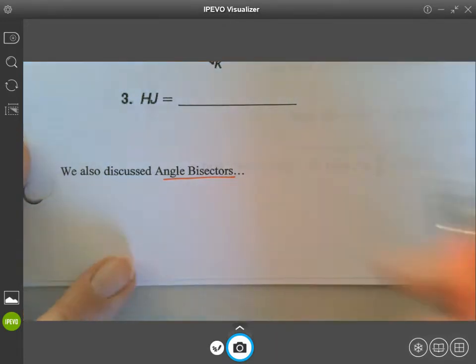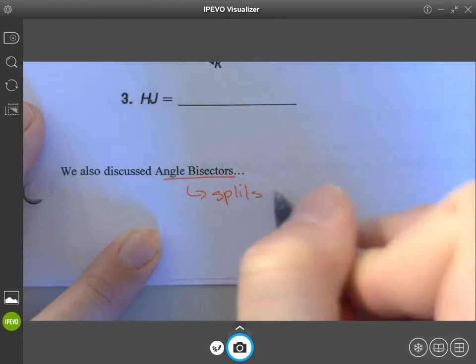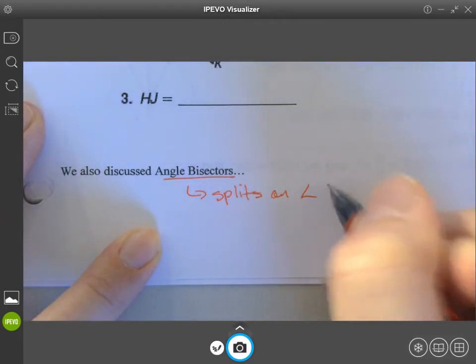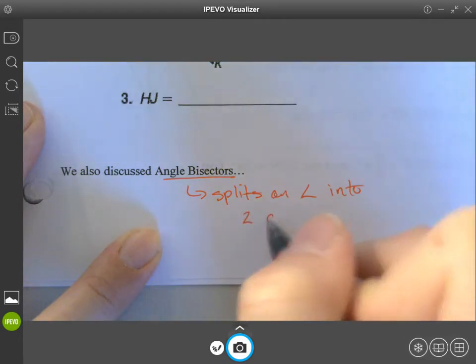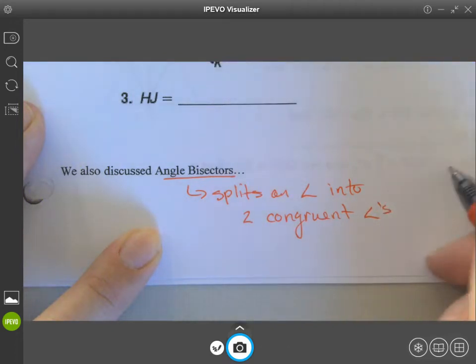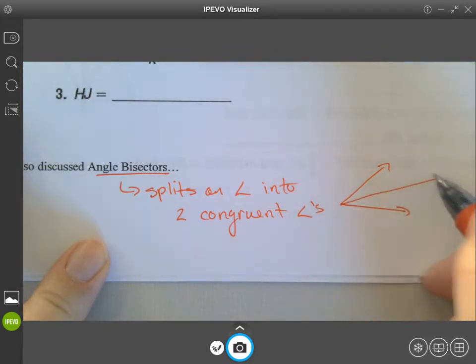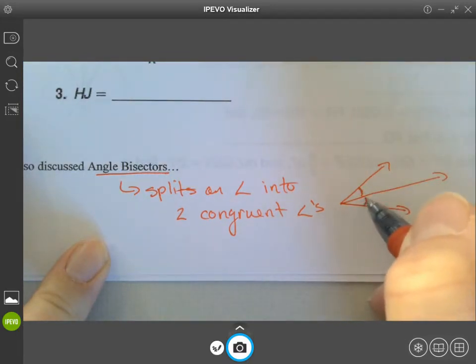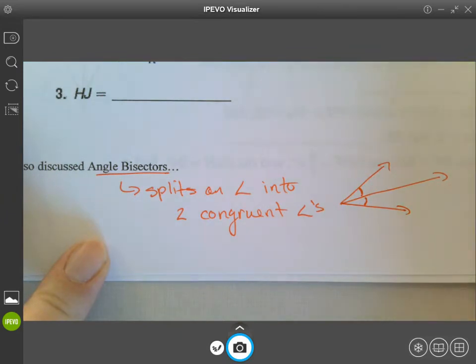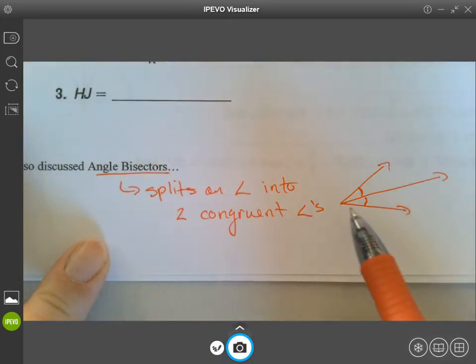We also discussed angle bisectors. An angle bisector splits an angle into two congruent angles. So if I have this angle, and I create this bisector, that means that this piece is equal to that piece. So an angle bisector is something that splits an angle into two congruent angles. It's typically a ray. All right, so go ahead, flip it over, and let's see what we have.